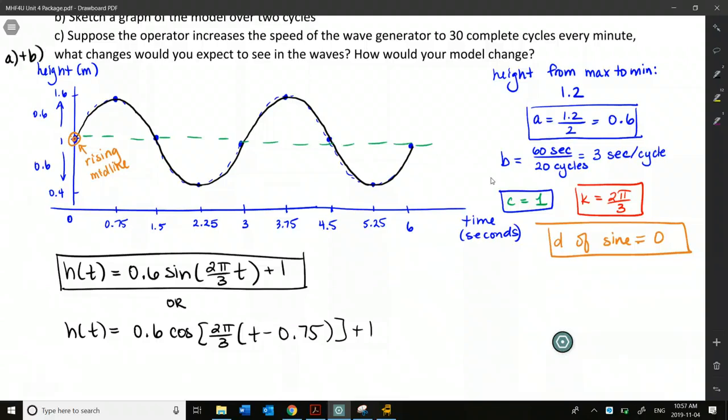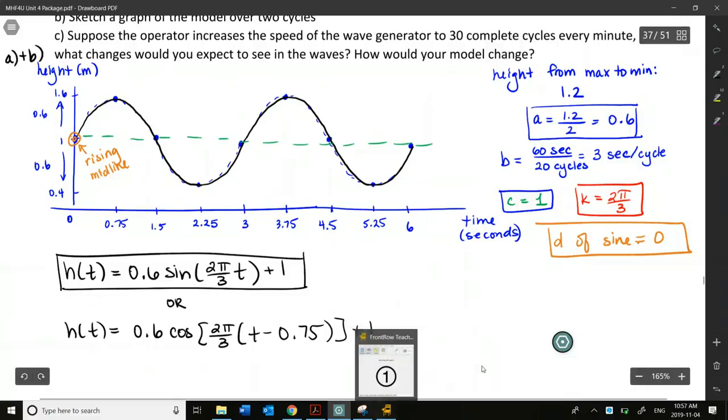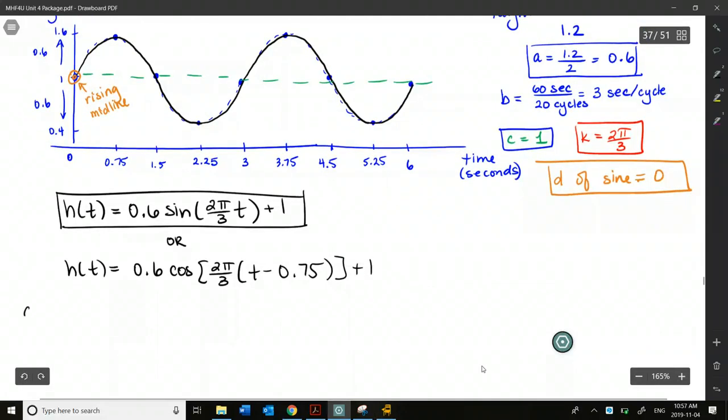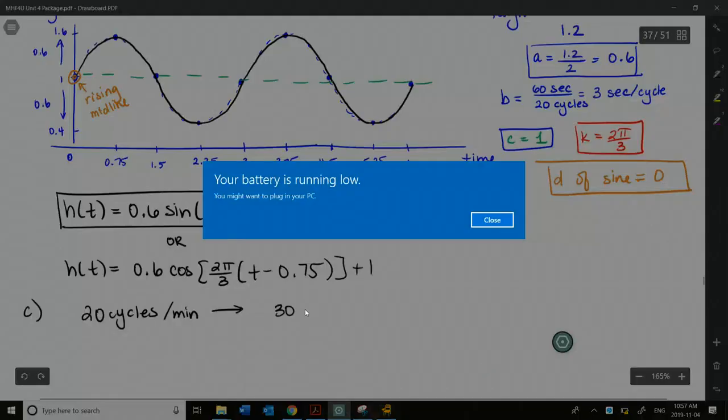Part C asks us, suppose the operator increases the speed of the wave generator to 30 complete cycles every minute. What changes would you expect to see in the waves, and how would you model your change? I'm going to ask you to talk to your partner about that for a couple seconds and see if you can decide how that would change if we change from 20 cycles a minute to 30 cycles a minute.